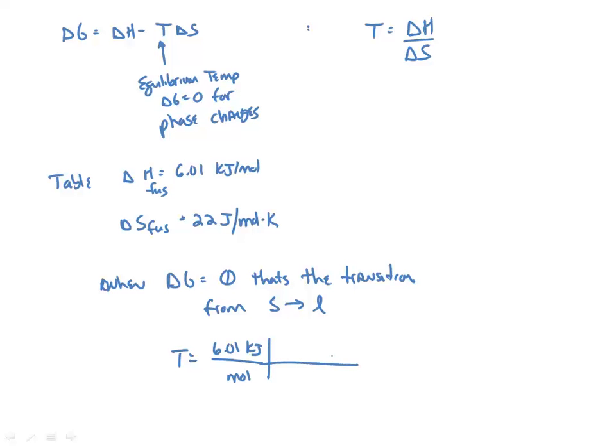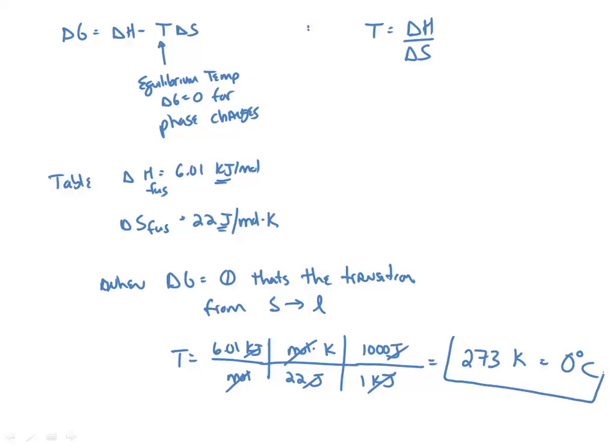and delta S is 22 joules per mole K. Notice my moles cancel out. Because delta S is usually measured in joules and delta H is usually measured in kilojoules per mole, we've got to do one quick conversion. 1,000 joules is 1 kilojoule, and then my kilojoules and my joules cancel out, and I can calculate that temperature, and I get, in this case, 273 Kelvin, which is 0 degrees Celsius. Remember, we know that the melting point/freezing point of water, or that transition from solid to liquid, really does occur at 0 degrees Celsius.